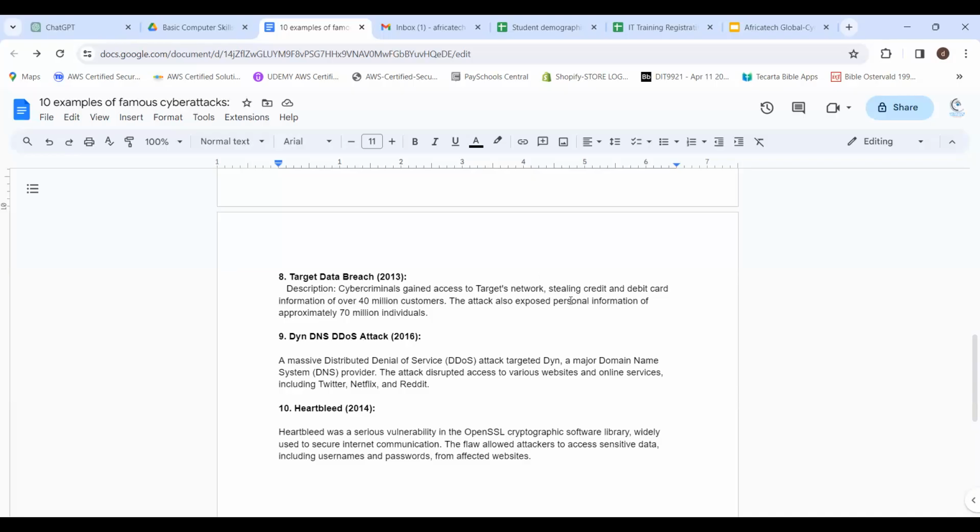The attack exposed personal information of approximately 70 million people. And they had to give something to them, right? Because those people would sue them. And then it went back and forth. I don't know what the verdict was, but they lost a lot of money.